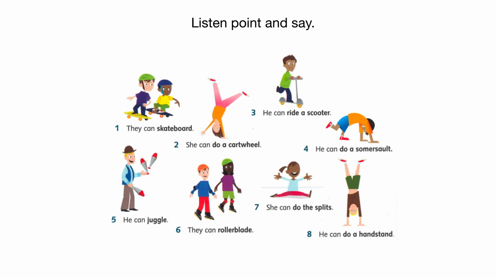Number 5, he can juggle. Number 6, they can rollerblade. Number 7, she can do the splits, шпагат. Number 8, he can do a handstand. Can you guess a handstand? Yep, a handstand means стойка на руках.